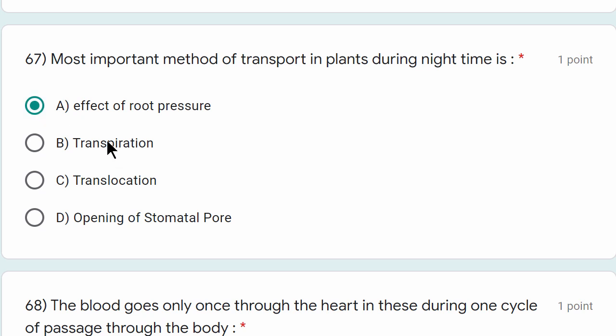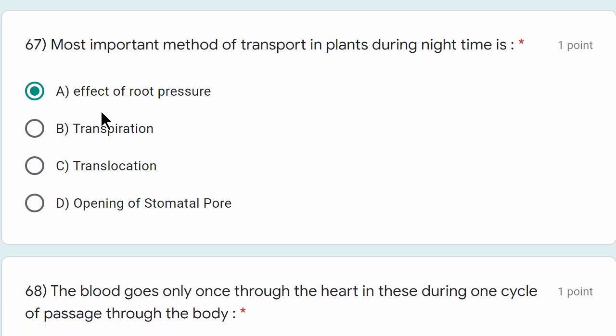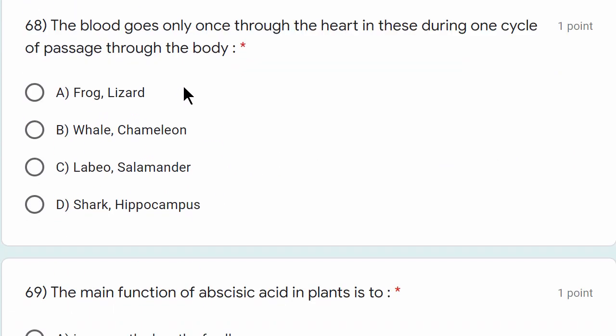Transpiration also happens, but that's not the most important one. Effect of root pressure is the most important one. The blood that goes only once through the heart in these during one cycle.